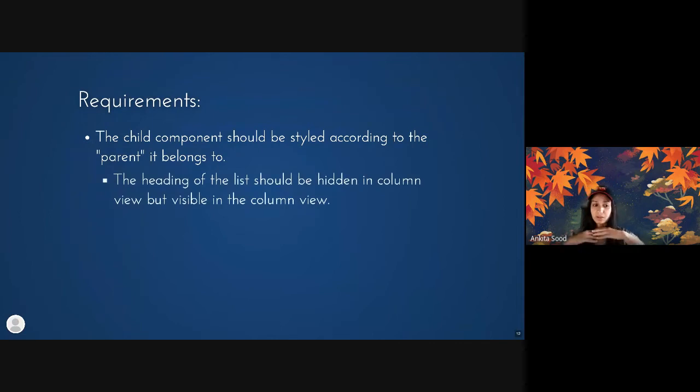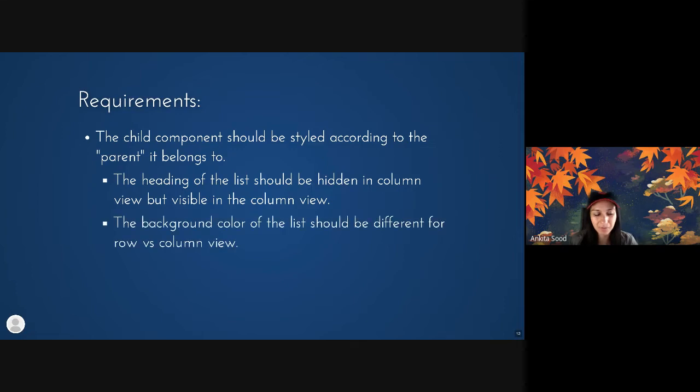And you'll see this in a bit, but I had a heading of the list that I'm displaying. I still haven't fixed my typo. It's fine. Moving on. I'm trying to display it in the column view, but hide it in the row view. And background color should be different based on the view that you select. So basically, the child component should be styled differently based on all of these things.